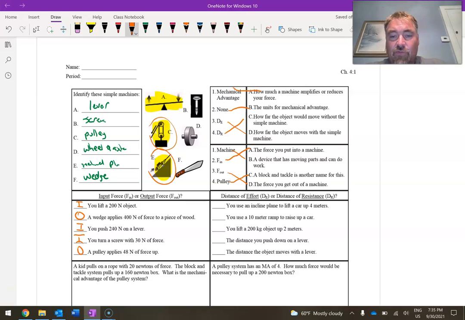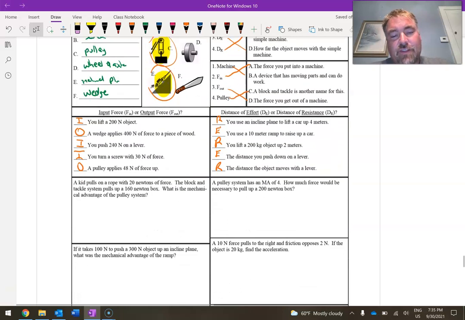As far as the distance of effort and distance of resistance, this is how far you push or how far the machine moves. So in this one, use an inclined plane to lift a car up 4 meters, that is a resistance one. If you use a 10-meter ramp to raise up a car, that's an effort, that's how much is going in. If something goes up 2 meters, that's resistance. Then the distance you push down the lever, that's your effort, and how far the load moves, that is the resistance part.